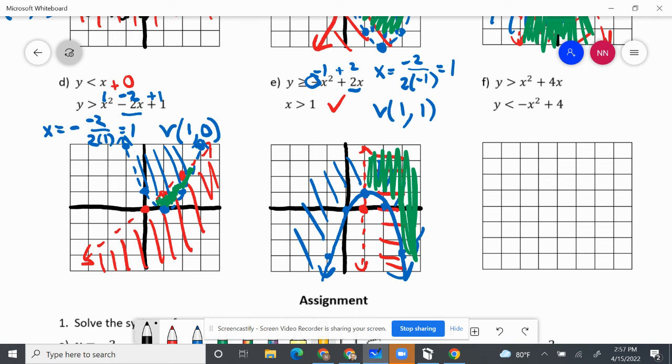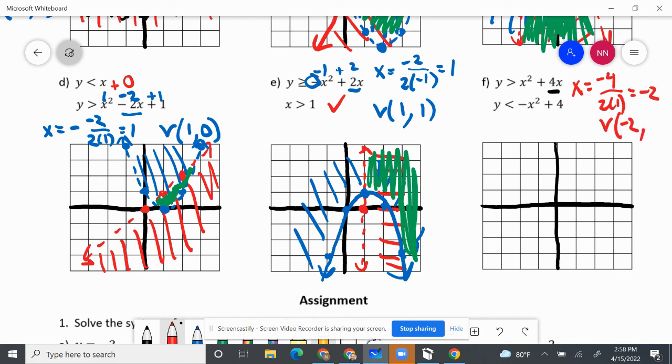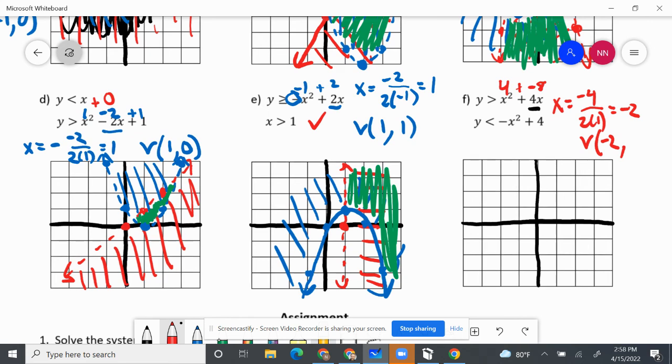Okay, last one. This time we have 2 quadratics. For the first one, we have a b value. So we have x equals negative 4, and then 2 times 1, which is negative 2. So my vertex is negative 2. When I plug in the negative 2 in for the x, negative 2 squared is 4, and then 4 times negative 2 is negative 8. 4 minus 8 is negative 4.